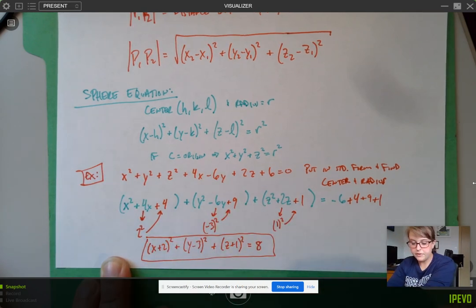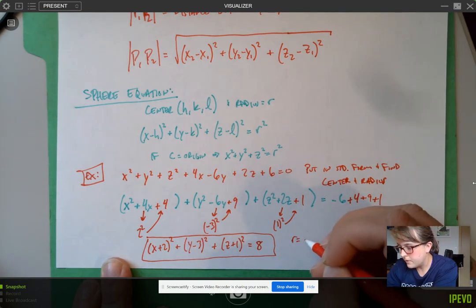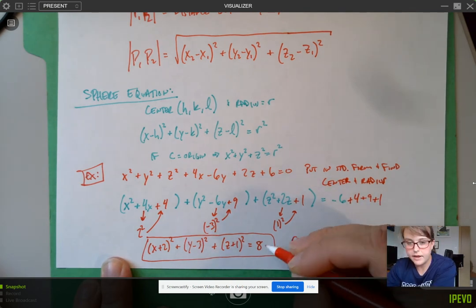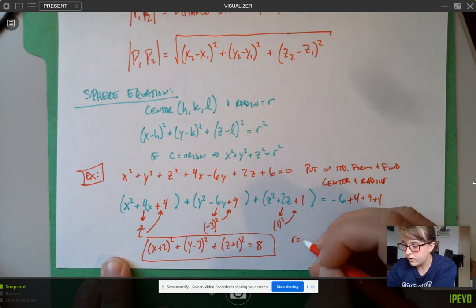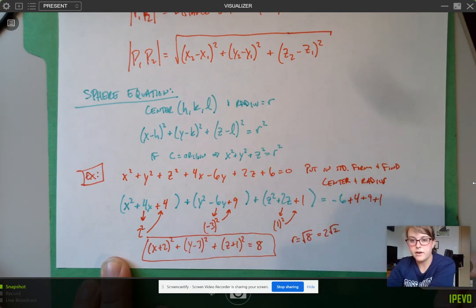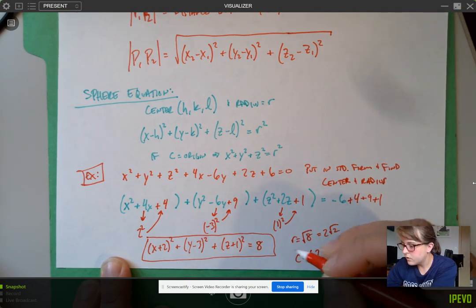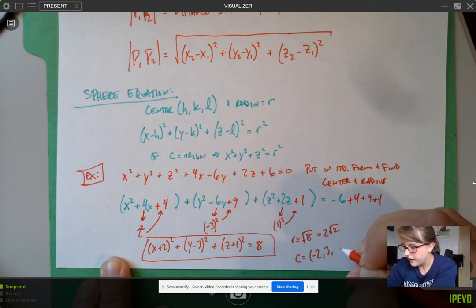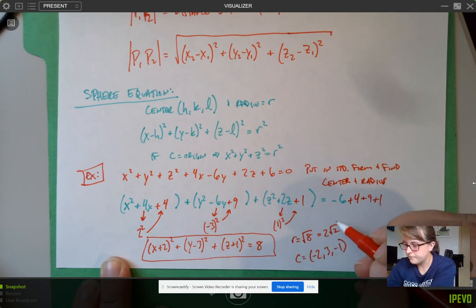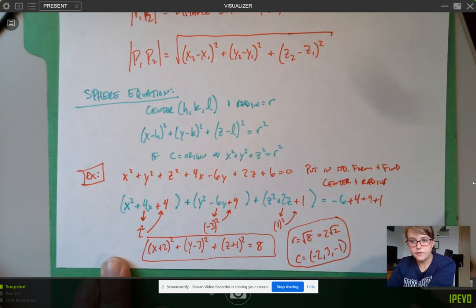And then we can grab the center here and the radius. So the radius squared is 8. So the radius is the square root of 8, or 2 root 2 if you simplify it. And then the center is (-2, 3, -1). Okay. So that's how we do that.